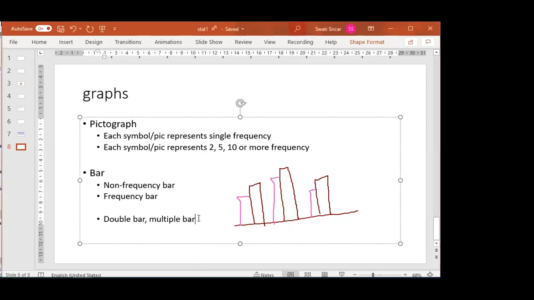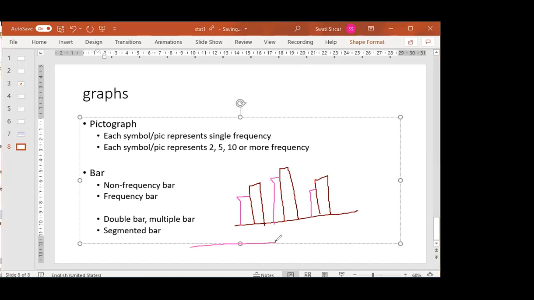And the other one is the segmented bar. It's not there in the textbook, but can again be very useful. It can be used in place of a pie chart. It also has that proportionality aspect.